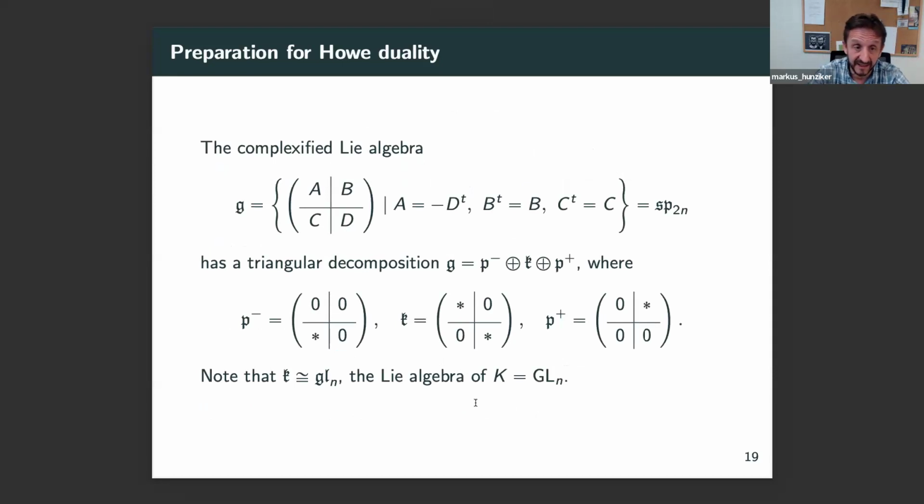The complexified Lie algebra of this real Lie group is just sp(2n). You can think of this as a generalization of sl2 over the complex numbers. And this Lie algebra has a natural triangular decomposition. In the following, this will be called P minus plus K plus P plus, where the P minus, K and P plus are the following Lie subalgebras. The K is just the Lie algebra of GL(n), embedded diagonally as A, minus A transpose.